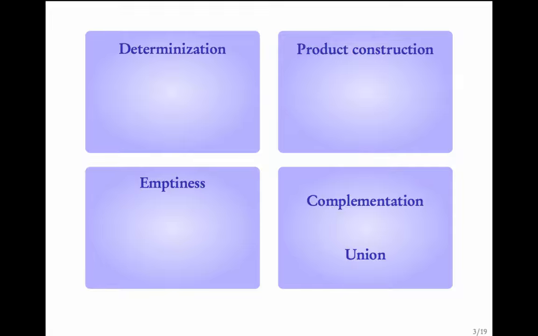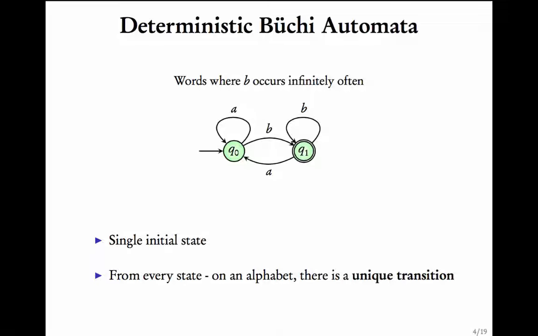Let us first look at deterministic Büchi automata. This is the part we are going to look at, determinization of non-deterministic Büchi automata. When is a Büchi automaton said to be deterministic? It should have a single initial state as usual, and from every state on an alphabet there should be a unique transition. This is the same as in the case of a DFA. So you cannot allow A from this state, for example. Now this deterministic Büchi automaton accepts all words where B occurs infinitely often. We have seen this before.